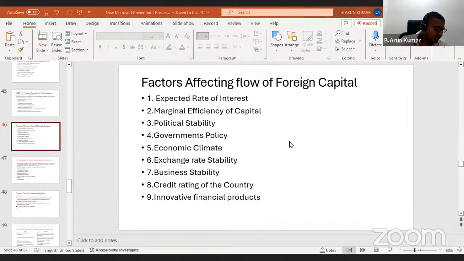Innovative financial products: the existence of various financial products with varied risk-return profiles attracts more capital, as does a well-developed financial system with a variety of institutions and instruments offering different types of equity and debt instruments, an added attraction for the flow of foreign investments. So based on different innovative products, companies also get more investments. So these are all the main factors that influence foreign capital.